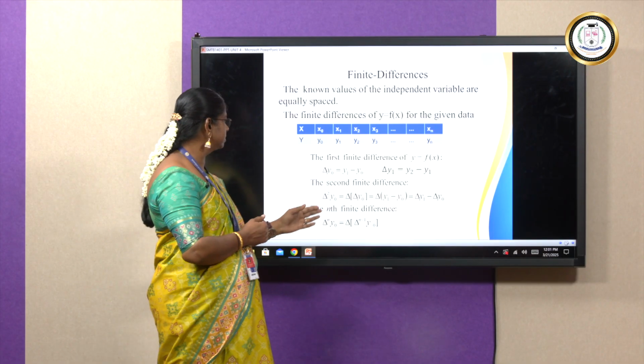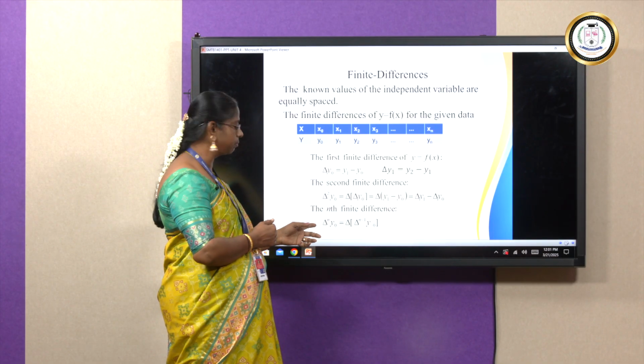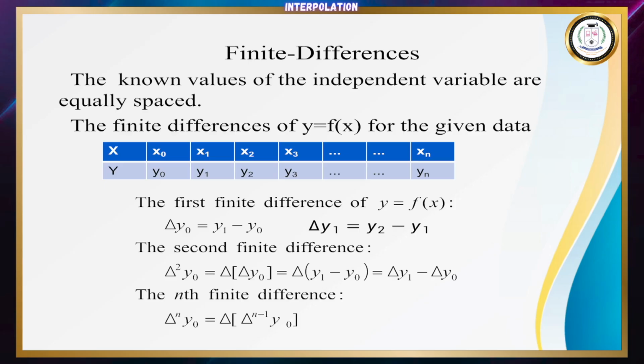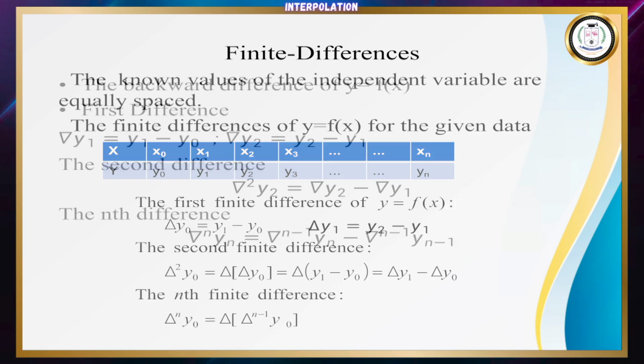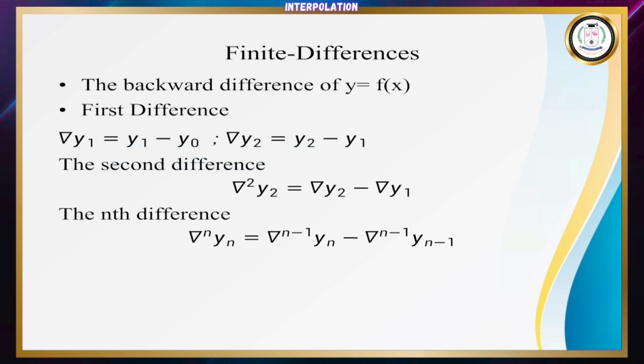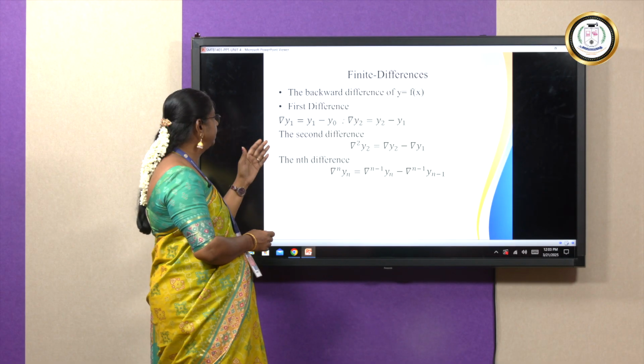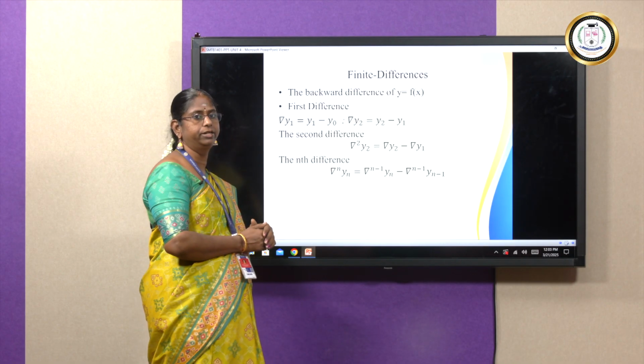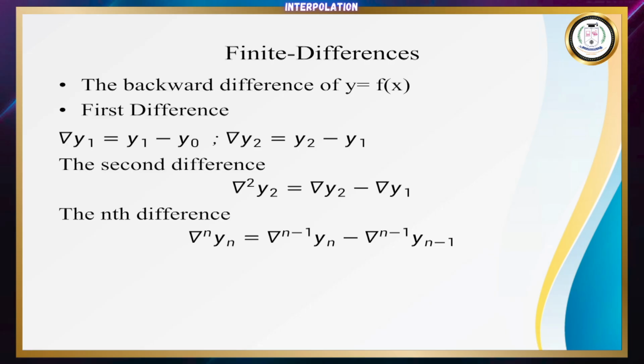Then the nth difference can be determined by using this formula, delta power n y naught equal to delta of delta power n minus 1 y naught. And what are backward differences? The backward difference of y equal to f of x is defined here. So let us see the first backward difference. That is del y1 equal to y1 minus y naught, and del y2 equal to y2 minus y1.